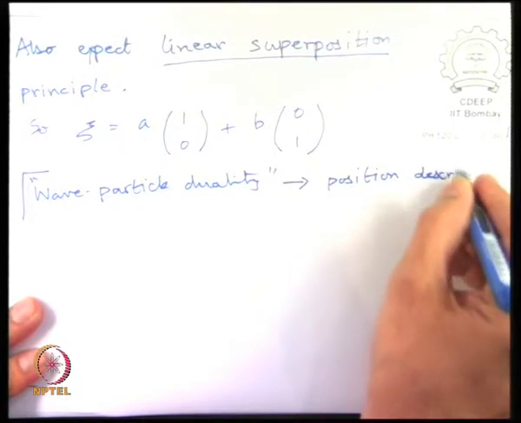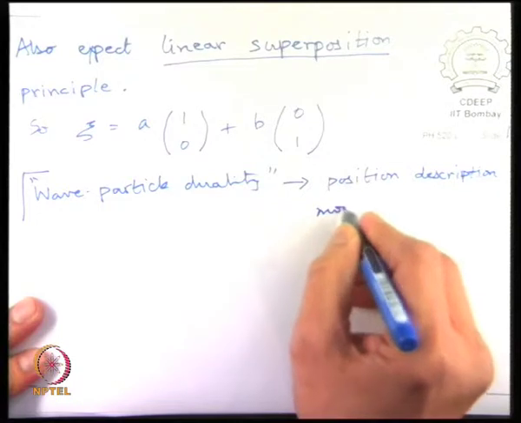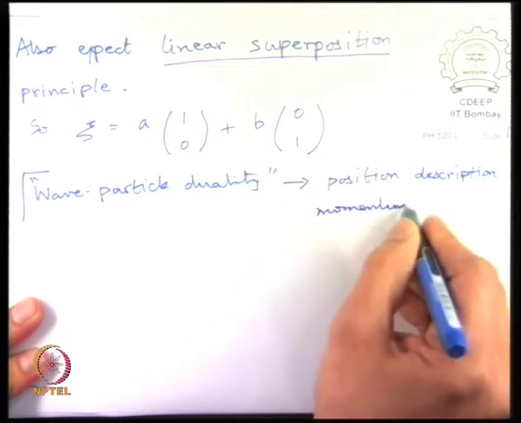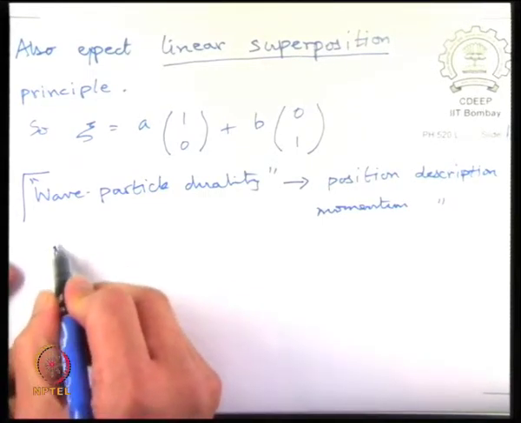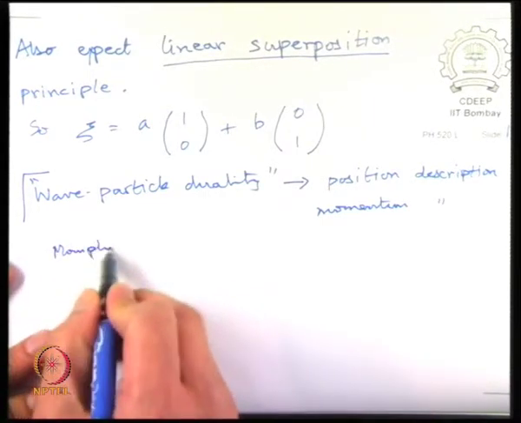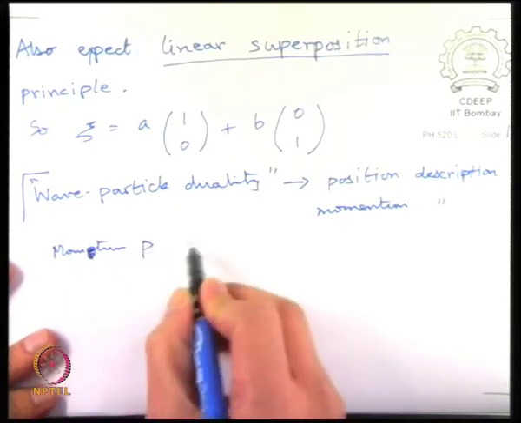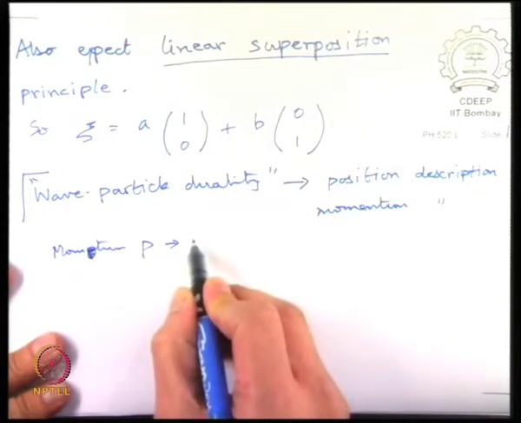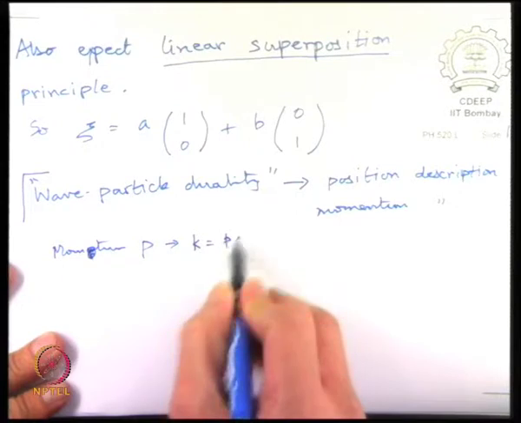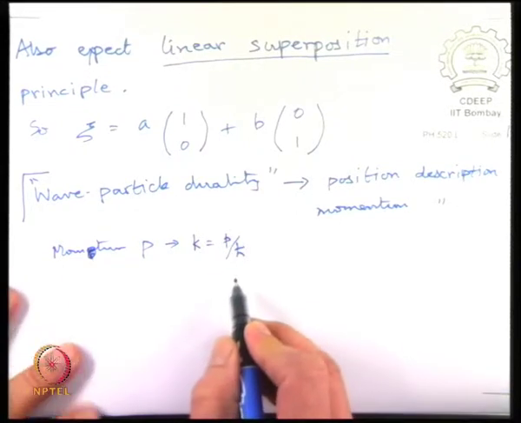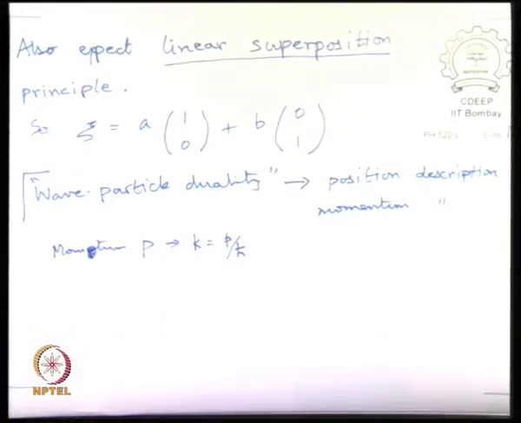So the wave-particle duality basically is a position description or a momentum description, and we do know that there is this complementarity. You cannot have both. When you have momentum p, you can associate with it a wave number k, which is equal to p over h cross. This is because you have the fundamental constant h cross available.